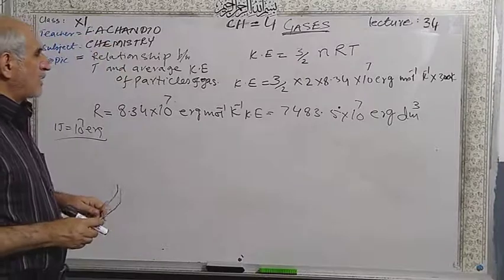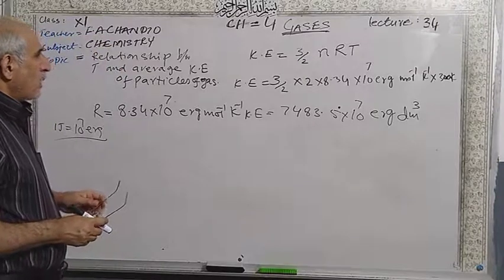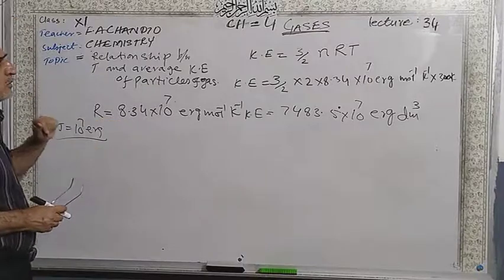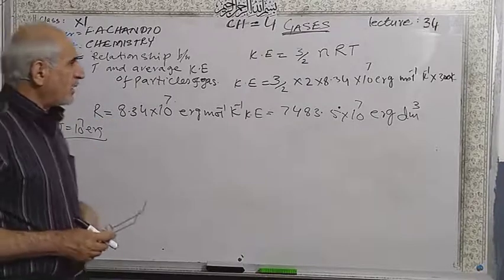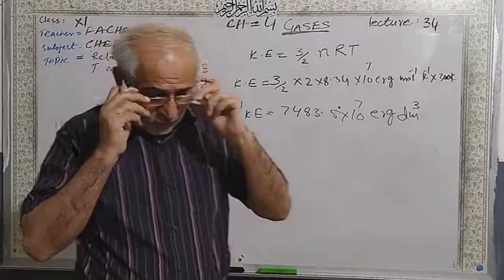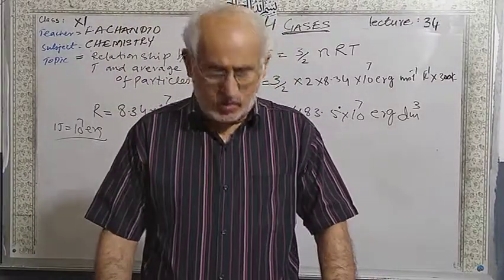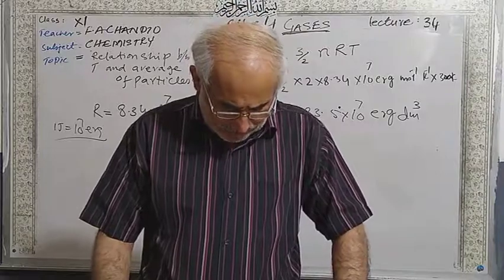Number of moles given, value of R is a constant in ergs, temperature is given, so you have to put these values in the equation and calculate this one.